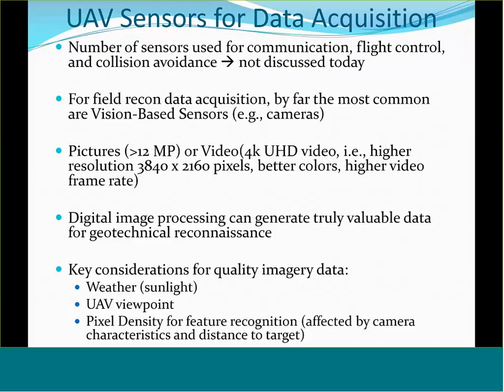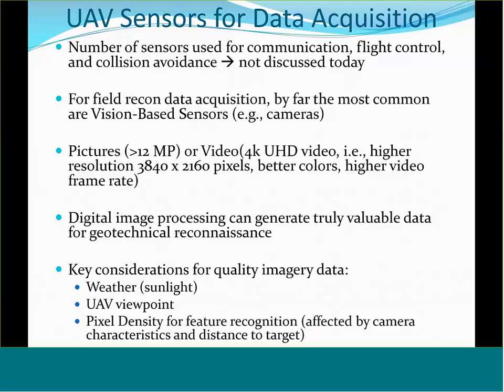So we'd like to talk a little bit about the sensors we put on the UAVs. First of all, I should mention that there are a number of sensors that are used in different types of drones for communication, flight control, and more recently, collision avoidance. And there are a lot of new sensors coming up for those also all the time. We're not going to focus on those in this presentation.